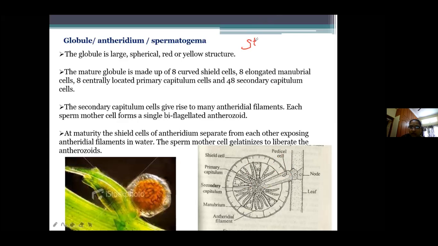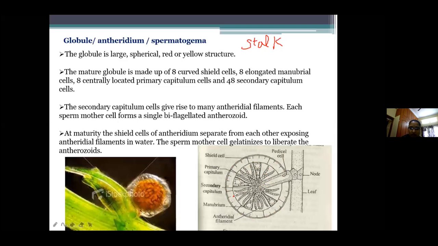What is the name of the pedicel? Pedicel or stalk, both are the same names. After the pedicel, see, there is a shield. This is the shield part. A shield made up of 8 plate-like cells is present.